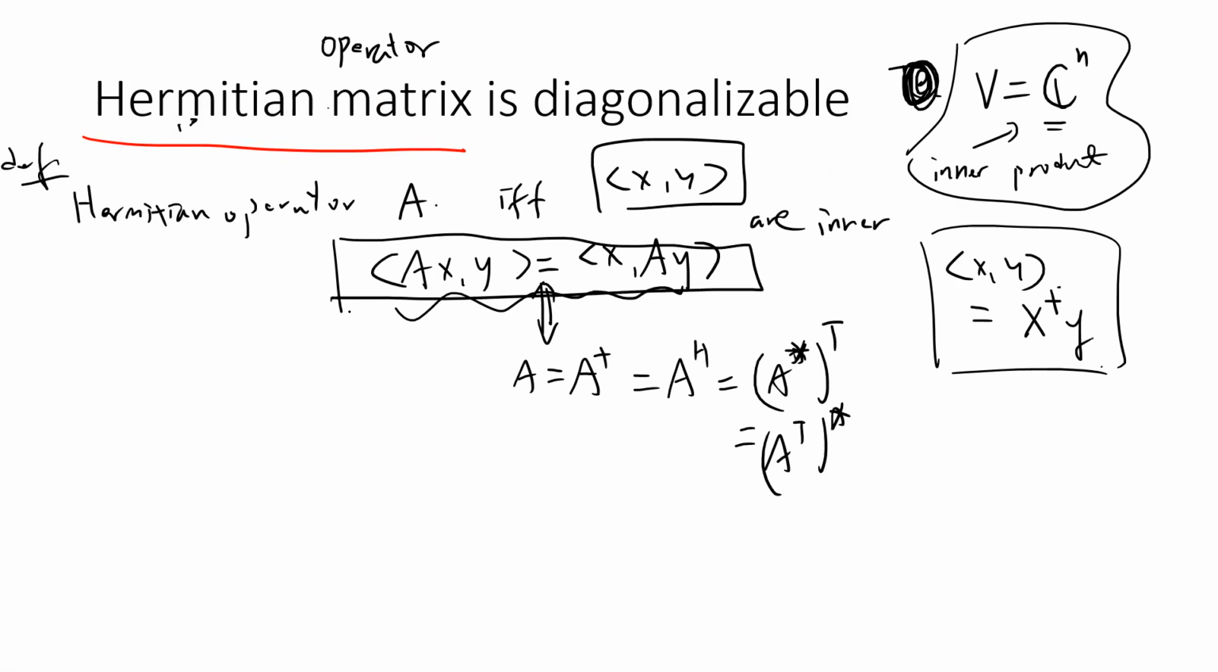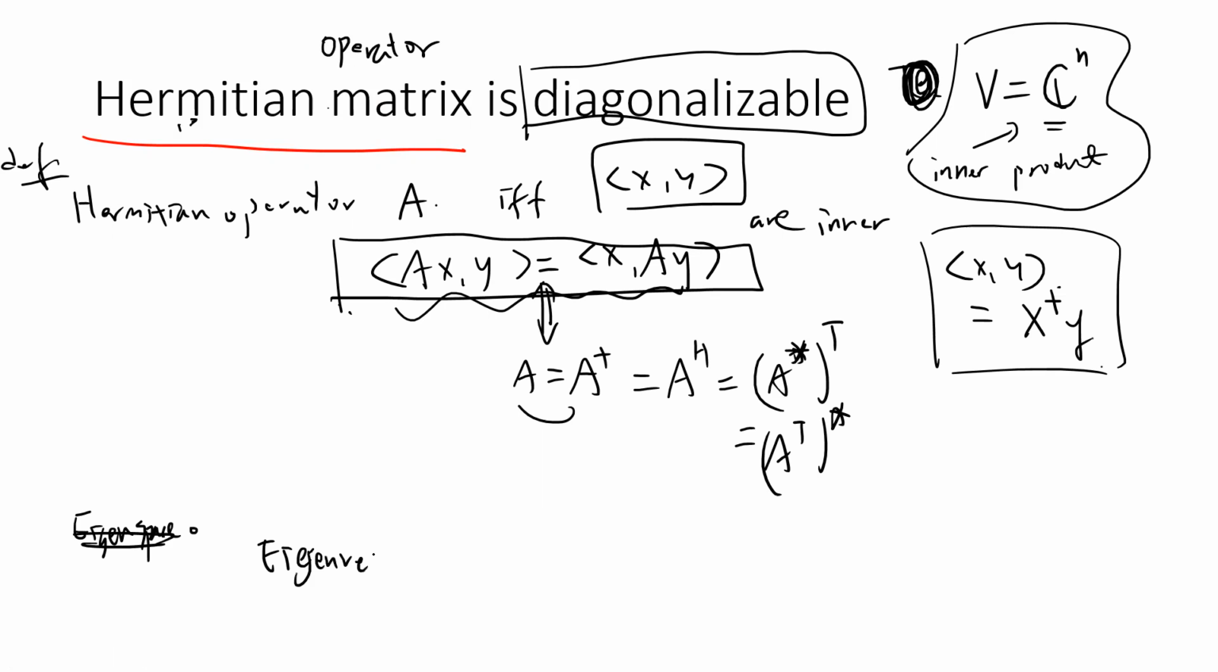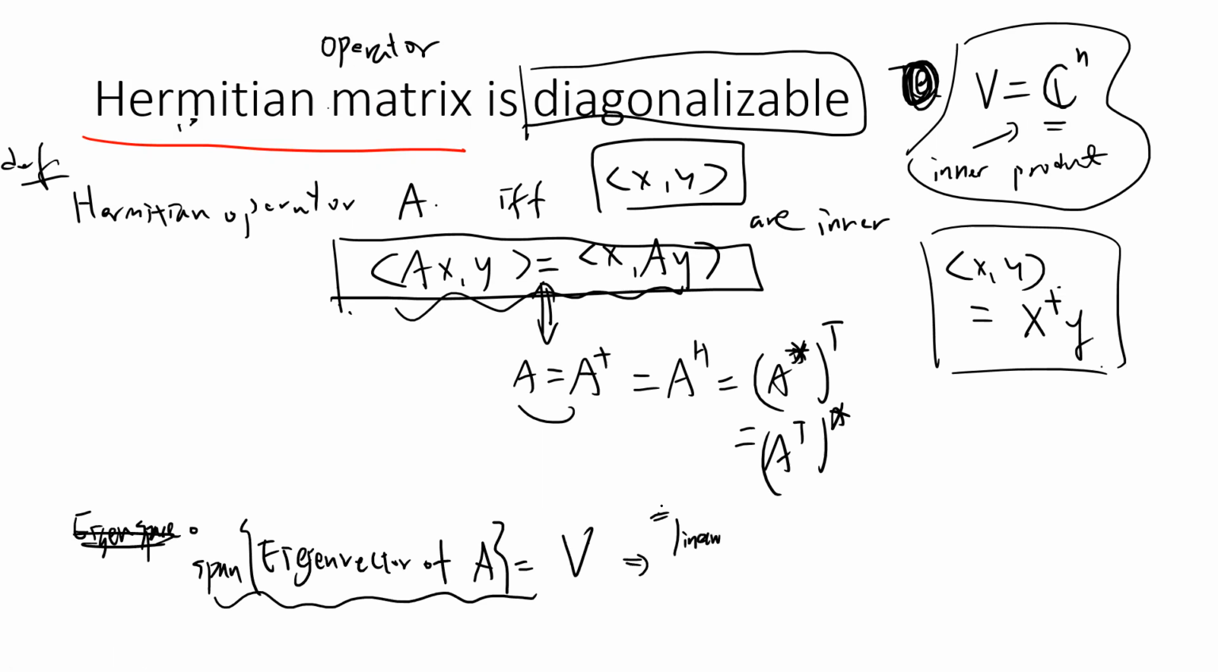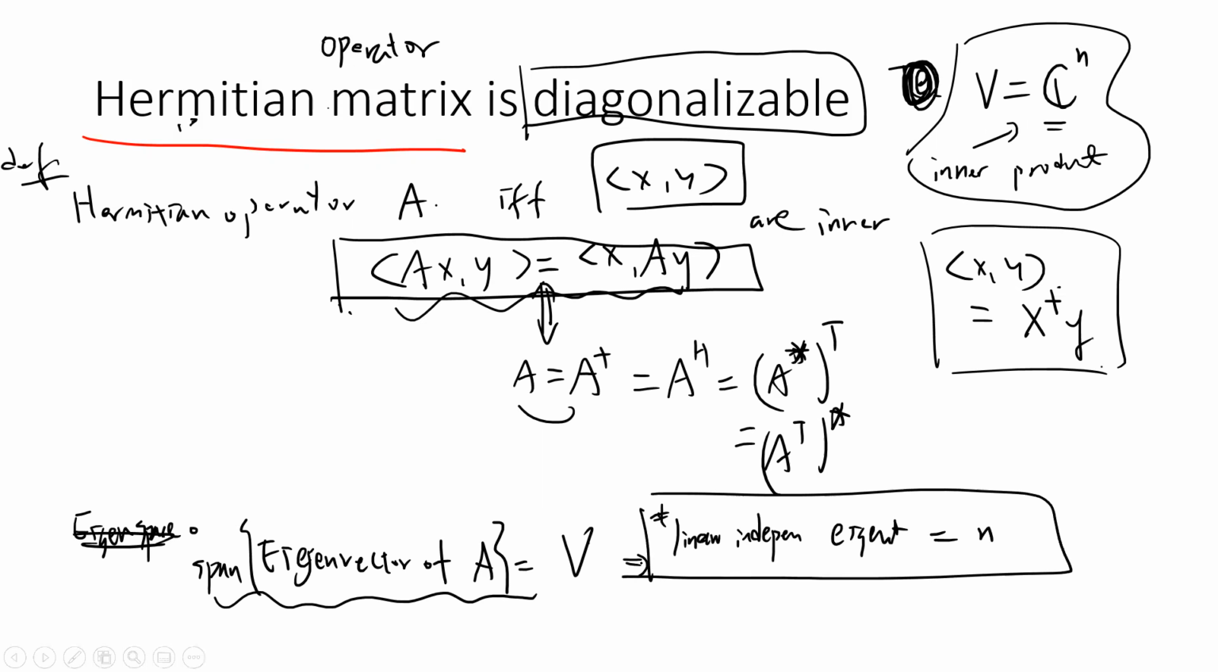But this definition is, I would say, the most important definition, compared to this other one. Diagonalizable means that the eigenvectors of A span the whole vector space. Or basically, the number of linearly independent eigenvectors will just be n, so you can find n linearly independent eigenvectors. This is the standard notation.